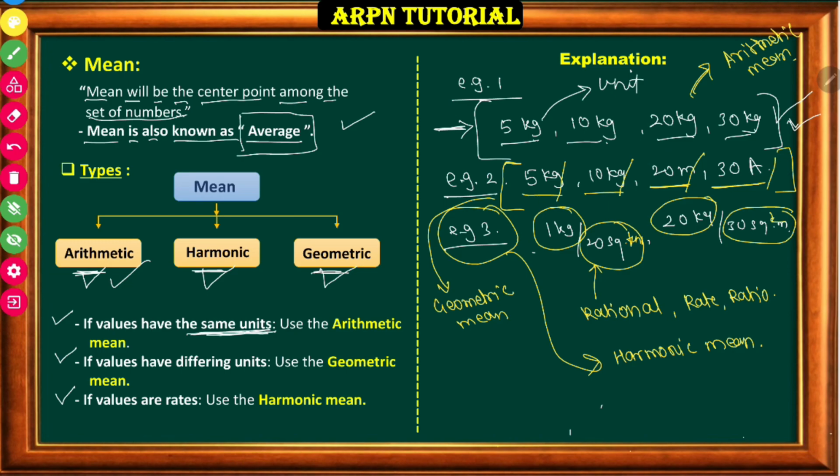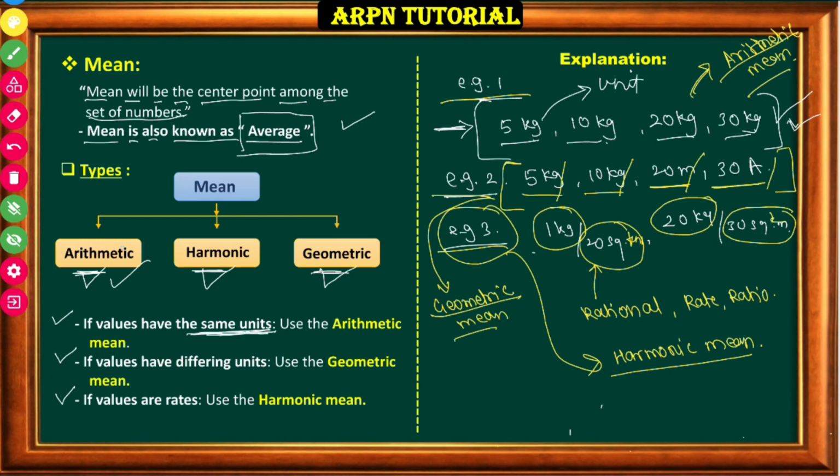It is very simple. That's why I have taken these 3 different examples. So here you can simply find out when to use arithmetic mean, when to use geometric mean, and when to use harmonic mean. I hope you guys are able to understand. It is very simple till now.